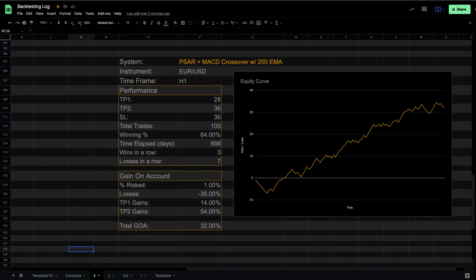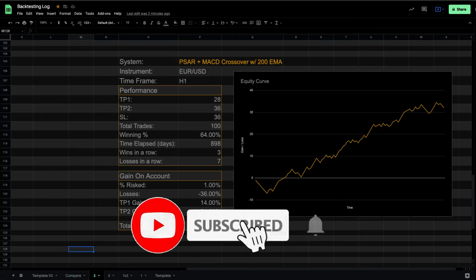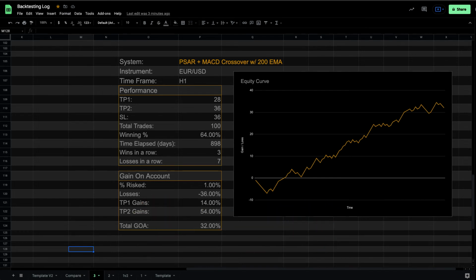These are the results on the Euro USD 1 hour time frame. There were 28 that hit target 1 and 36 that hit target 2. Another 36 hit the stop for a winning percentage of 64%. It took 898 days to find those 100 trades in a row. Most wins in a row was 3 and most losses was 7. The total gain on account was 32%.